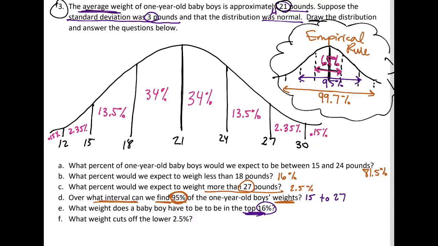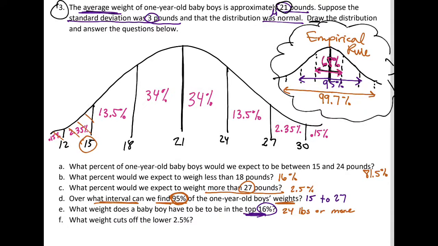All right, so that was 24 pounds or more. All right, what weight cuts off the lower 2.5%? So now we're talking lower. So now I'm going to start at the lowest and start adding percentages until I get 2.5%. Well, it won't take you long, because when you add this and you add this, you'll see that together these two sections add up to 2.5%. So this is the cutoff for that lower amount. So that's a weight of 15 pounds.